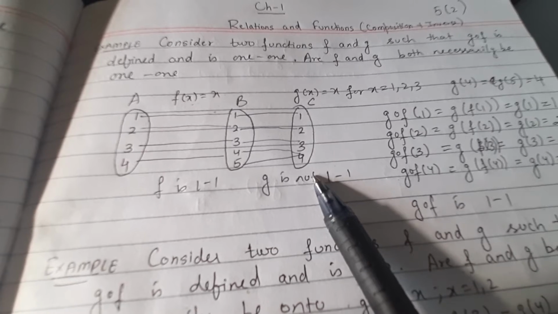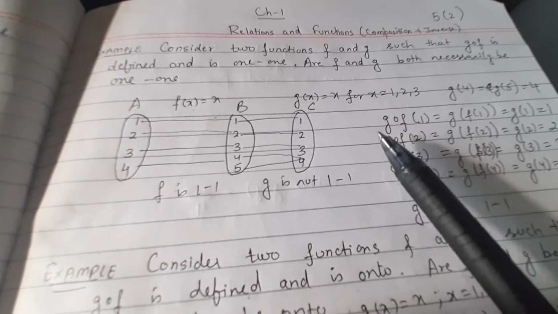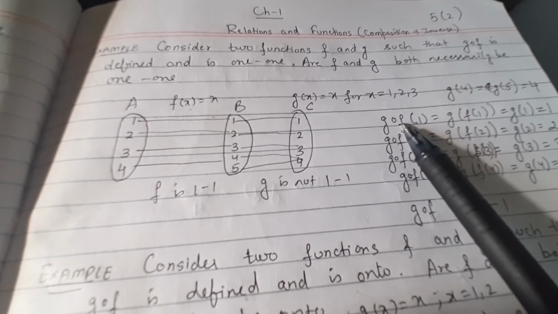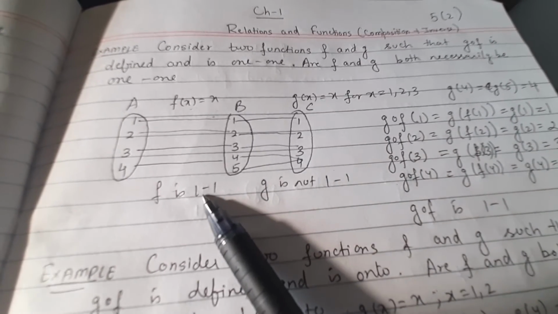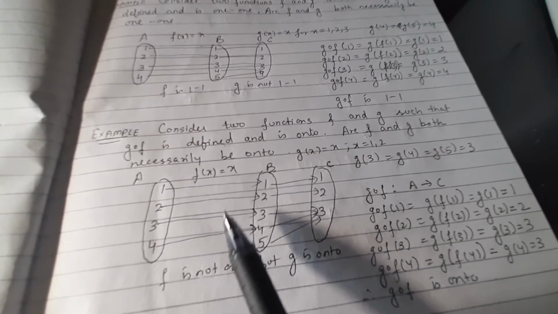So it's not necessary that f and g both are 1-1. This is a generalized statement you can say: if g o f is 1-1, then f will be 1-1 but g need not be 1-1. Let us take another example.